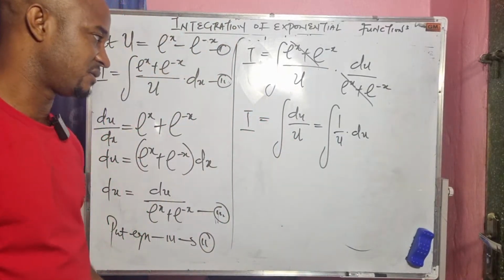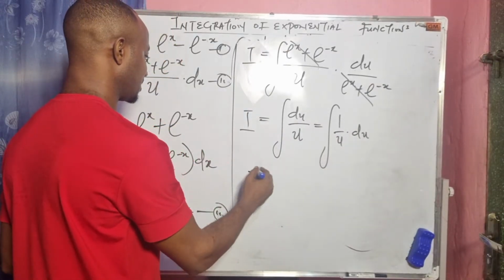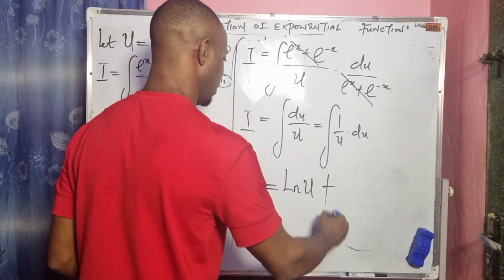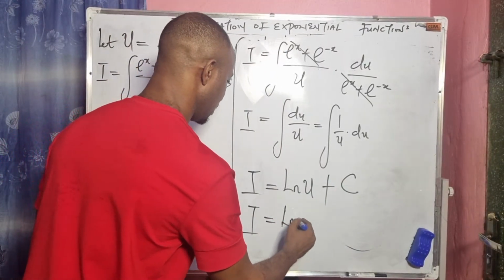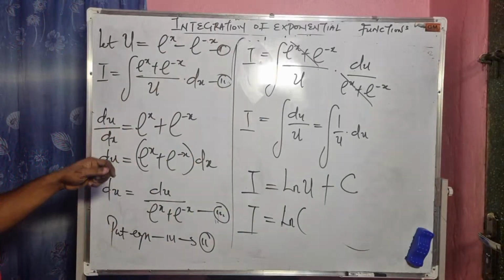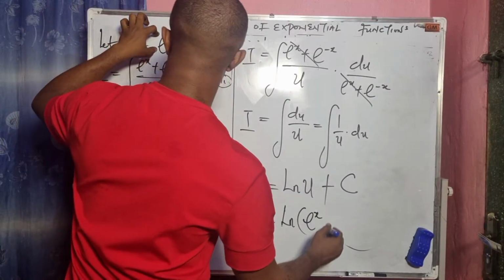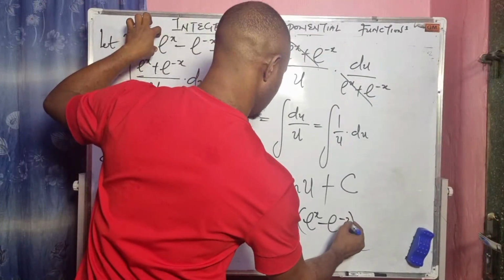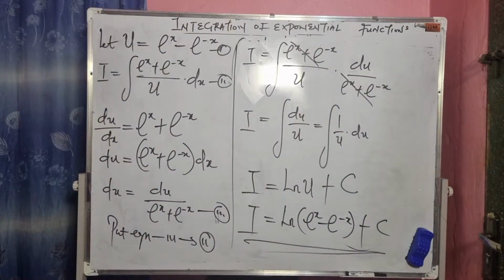Don't forget that the integral of 1 over u is ln u. So here will give us I equals ln u plus c. So our I becomes ln of our u. We said let u equal this, right? So we have exponential x minus exponential minus x, then plus c. This is the final answer to this question.